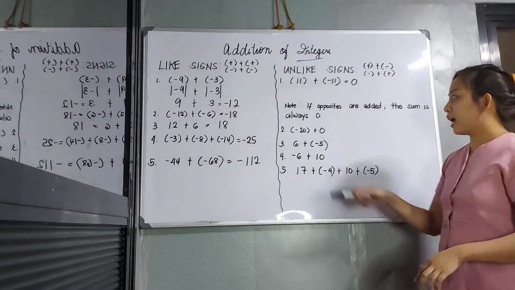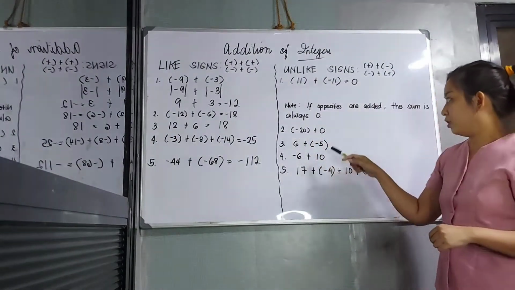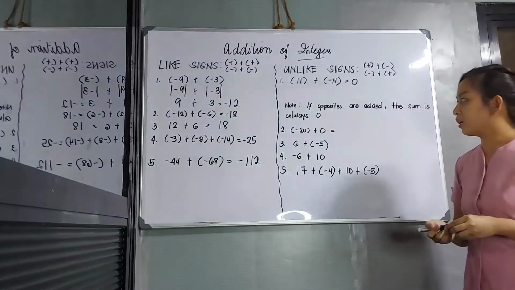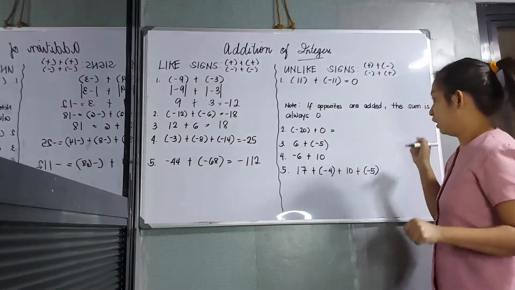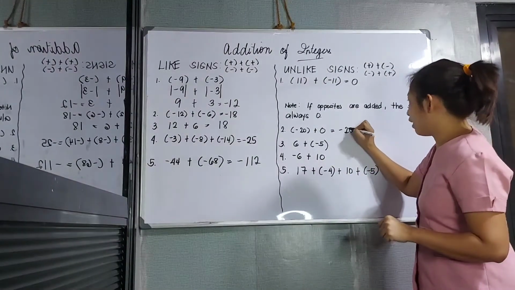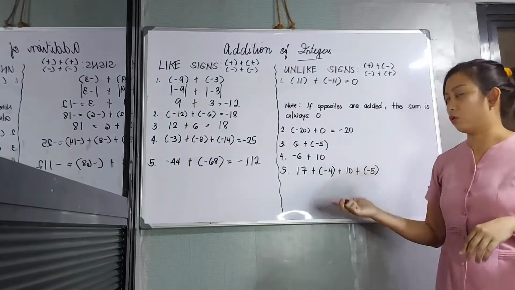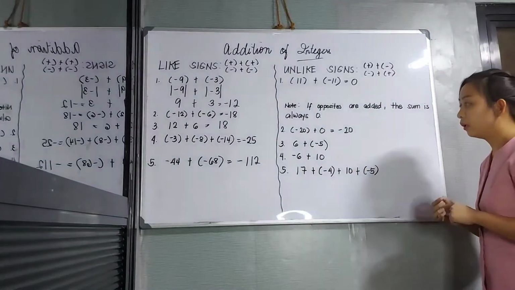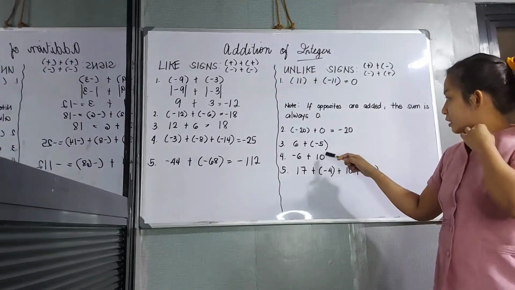Next, meron din tayong addition property of 0. It means, kapag nag-a-add or nagsusubtract tayo, negative 20 plus 0 is still negative 20. Whatever the number that we are adding or subtracting to 0, yun pa rin yung lalabas. So, parang identity property. Okay? Okay, next.